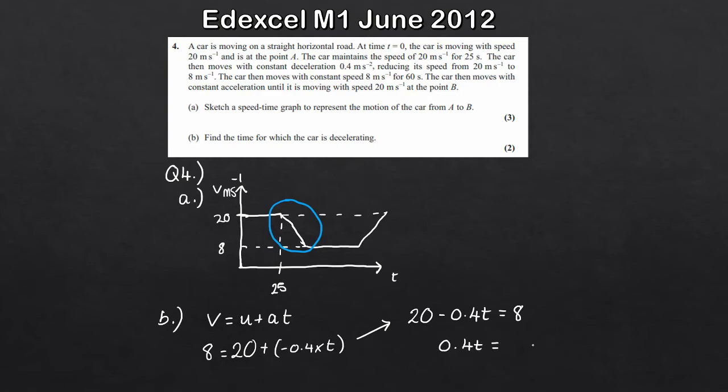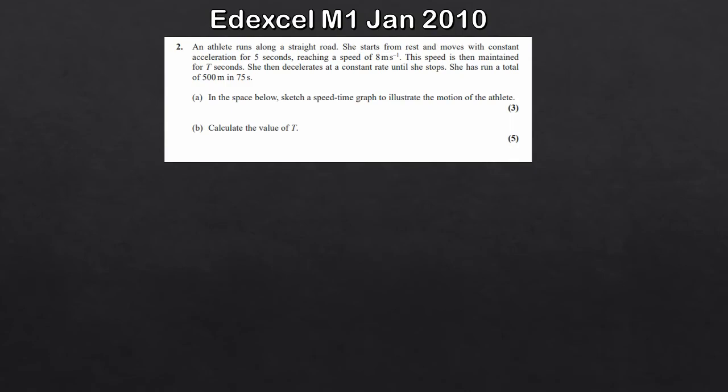So we get 0.4t is equal to 20 minus 8, which is 12, and therefore finally, dividing both sides by 0.4, we get t equals 30 seconds there. Okay, 30 seconds there for the time. So hopefully that makes sense. Always be aware of the fact that we can usually use our SUVAT formulas, our SUVAT equations, to help us if we do need to find anything like that. Okay, so that's that question done there.